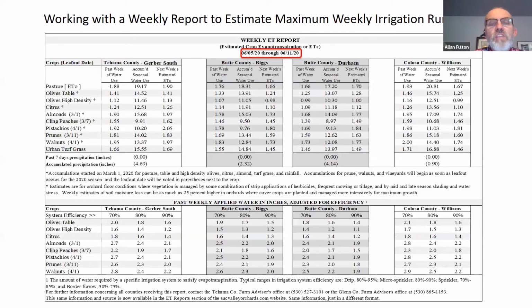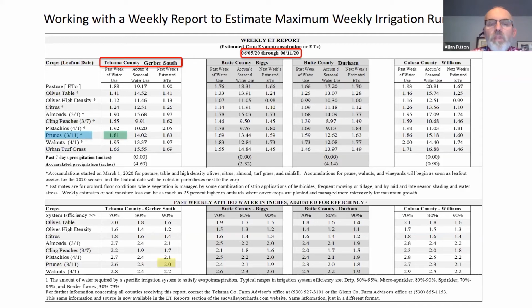So here's, again, the same week, June 5th through June 11th of this year. This time I'm going to look to the ET report from the Gerber South Station in Tehama County. For prune, this year our estimated leaf out date was March 11th. And for this past week of use, we estimate that the crop evapotranspiration was 1.81 inches. This was unadjusted for any kind of irrigation efficiency.